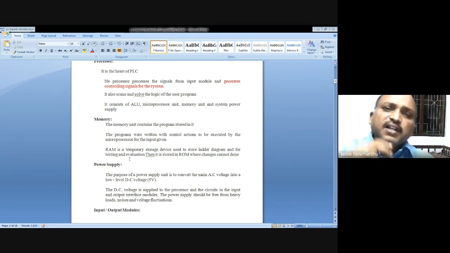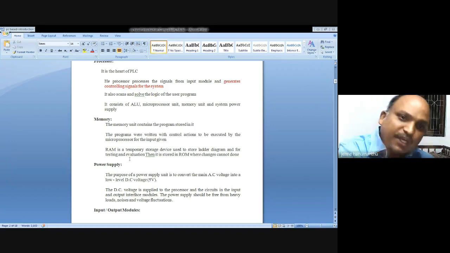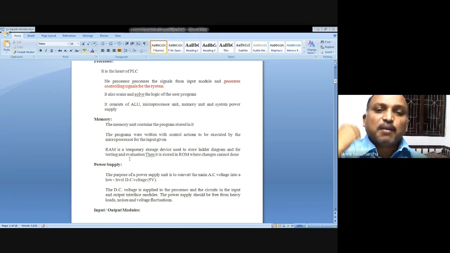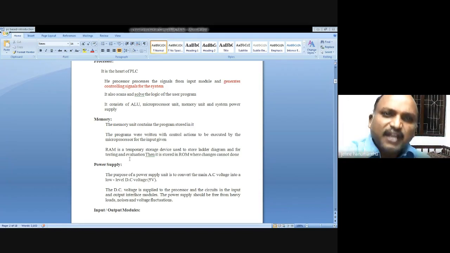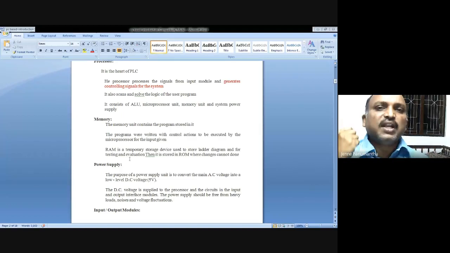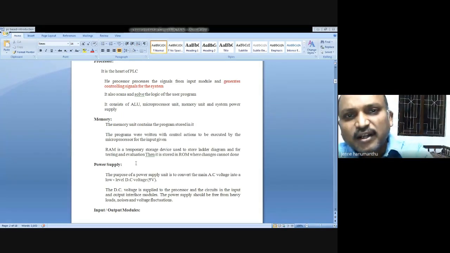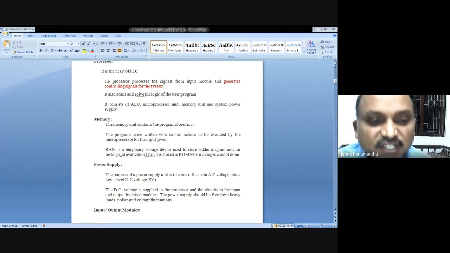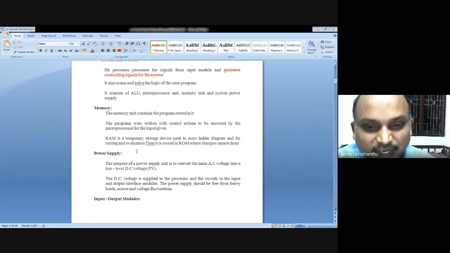So if you want data, read it. If you want to write, write it. You can store it and you can retrieve it. But in the case of ROM, it is not possible. Read-only memory means you can read, you can take the data from the memory, but you cannot write it. So it is called read-only: retrieve only, no write. But in RAM, you can read and you can write. That's the meaning of this memory, right?